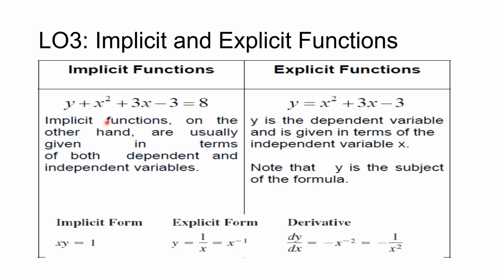An implicit function is a function that has both dependent and independent variables in one equation. As you can see here, y plus x squared plus 3x minus 8. So you have y, which is usually the dependent variable, and then x is usually the independent variable. Both the variables are in one equation and they are not separated. Implicit examples are like xy equals 1. This is an implicit function as well.